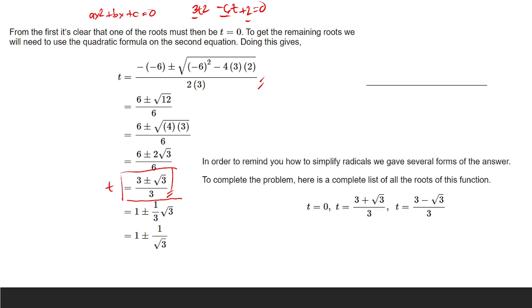So, therefore, for this equation or for this function, our three roots are, we have t is equal to 0, t is equal to 3 plus square root of 3 over 3, and t is equal to 3 minus square root of 3 over 3. Ayan. So, that is our roots. So, yun. Very simple and review lang naman kasi to.